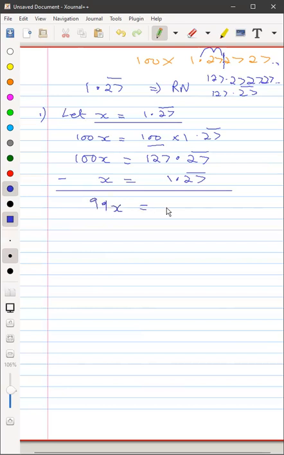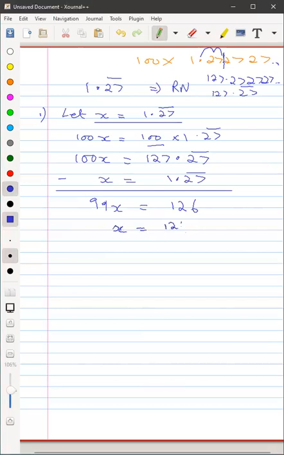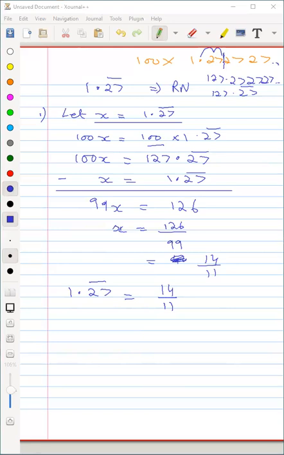So what did I get? 99x is equal to 126. The 0 we don't need to write because it's recurring. Then what is the value of x? x is equal to 126 by 99, which, by divisibility rules, I can reduce to 14 by 11. So we can write 1.27 bar is equal to 14 by 11. Okay. Copy this down, or solve it on your own now, in the same way. Then we'll do a different one.